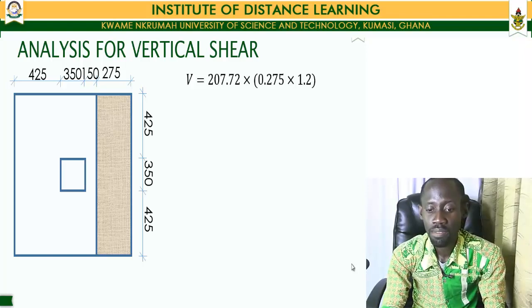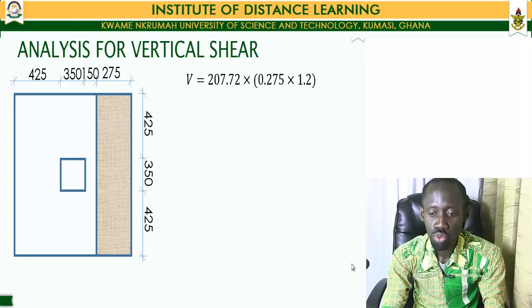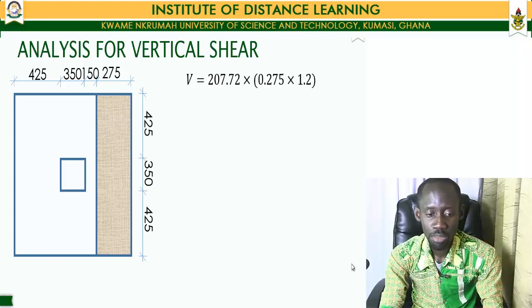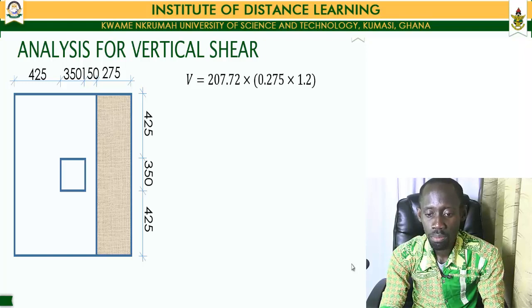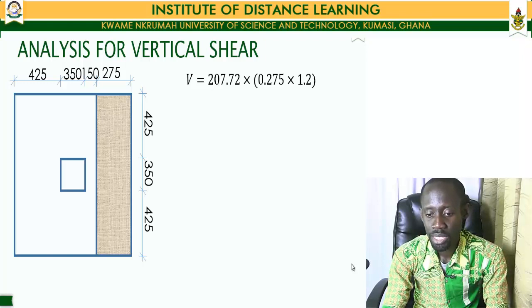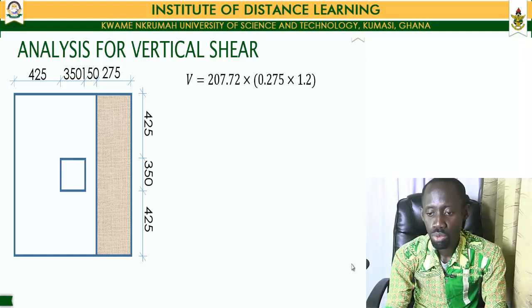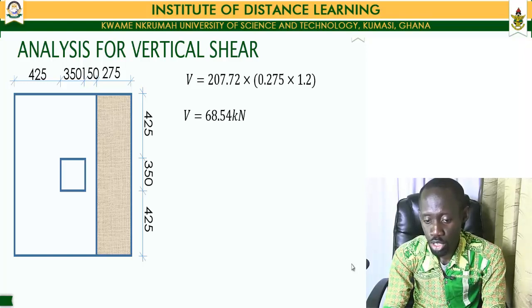Our shear force value is given by multiplying our ultimate design pressure value by the area over which that pressure is being exerted, and that area is what has been shaded out on our column plan for us. So our shear force value is going to be equal to 207.72, which was our ultimate design pressure as we saw when we were doing our load analysis, multiplied by the area of the shaded region, which is equal to 0.275 by 1.20. This gives us a shear force value of 68.54 kilonewtons.